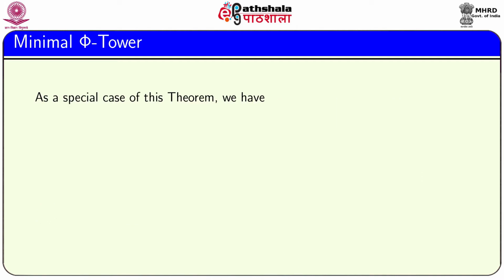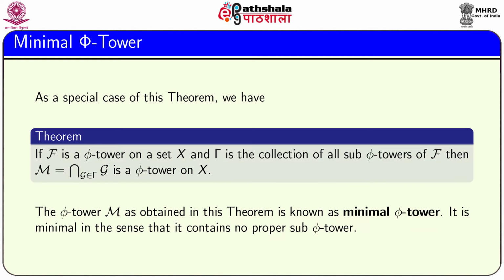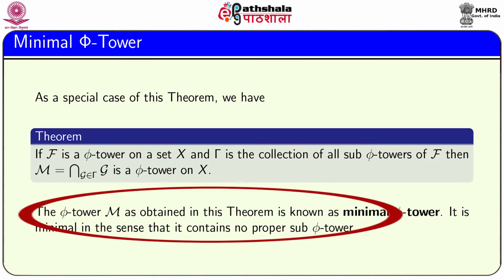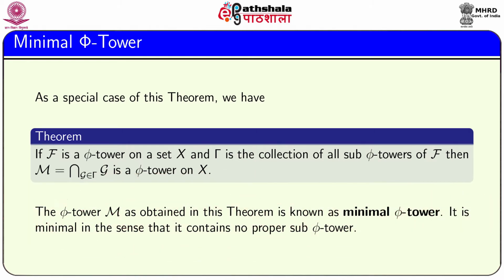As a special case of this theorem, we then have that if F is a phi tower on a set X and gamma is the collection of all sub phi towers of F, then script M equal to the intersection of G, G belonging to gamma, is also a phi tower on X. The phi tower M as obtained in this theorem is known as minimal phi tower. It is minimal in the sense that it contains no proper sub phi tower.